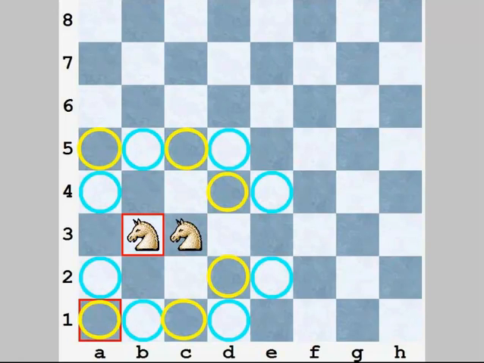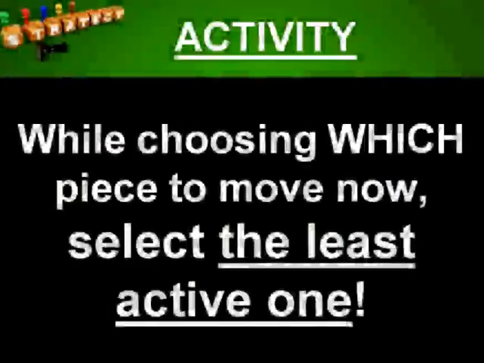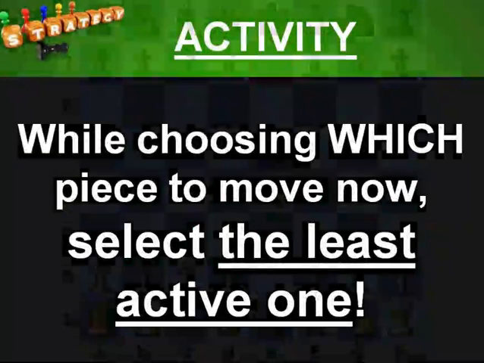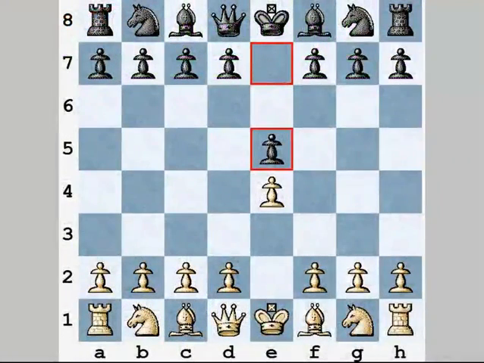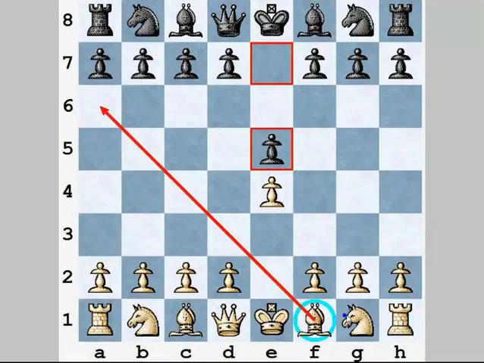This brings us to the principle of the least active piece. While choosing which piece to move now, you should select the least active one. This also explains why during the opening stages of the game we should develop knights before bishops. The f1 bishop is already quite active. It controls this diagonal. The g1 knight is less active, and therefore we should move the knight now.